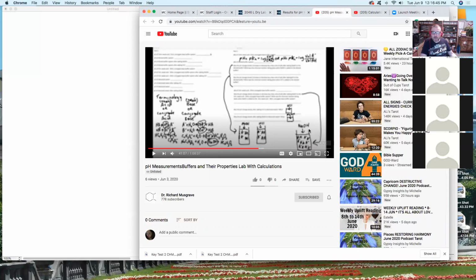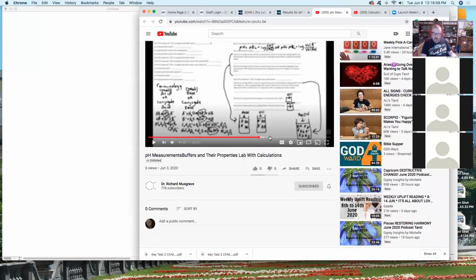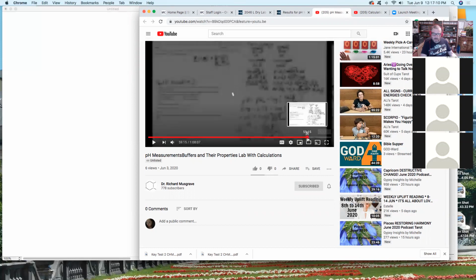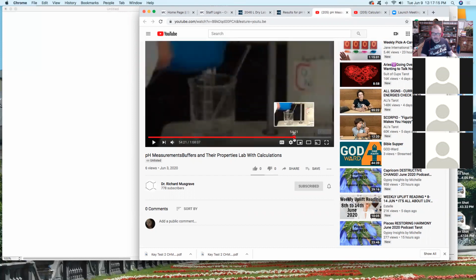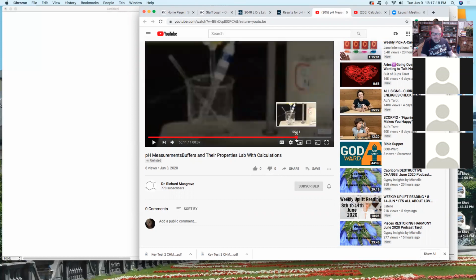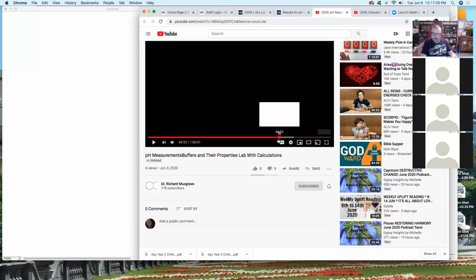But the other way we can make up a buffer is by adding sodium hydroxide to the acid straight away. I think I show that over here somewhere. Maybe I'll do that in the next page. It's coming up. Oh, no, it's on the next page. Yeah, okay.